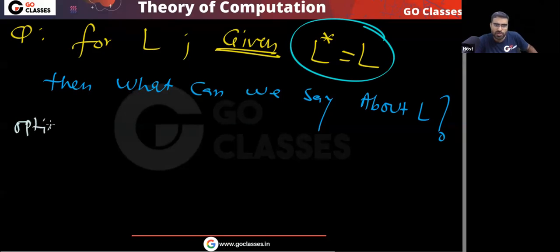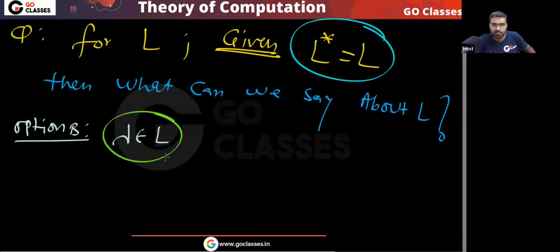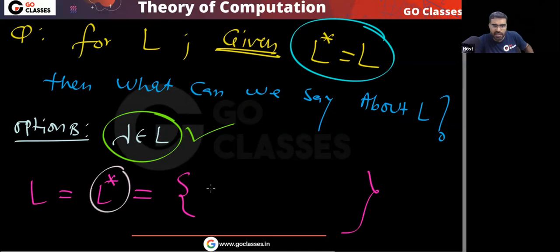Option B. Look at option B. Option B is saying empty string belongs to L. This will definitely happen. Why? Because what is L? L is equal to L star. And L star contains empty string, right? Yes or no? L star contains empty string. So L also contains empty string.